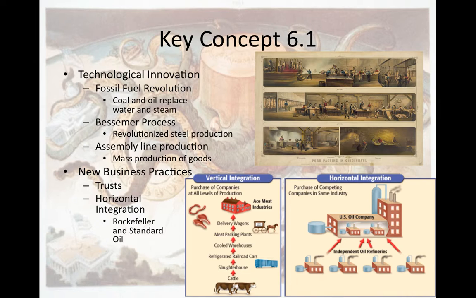It's pictured here. It's best exemplified by Rockefeller's Standard Oil Company. That's when a company will buy up all of its competitors within a given market. So Rockefeller would go around and buy up all the other oil companies.